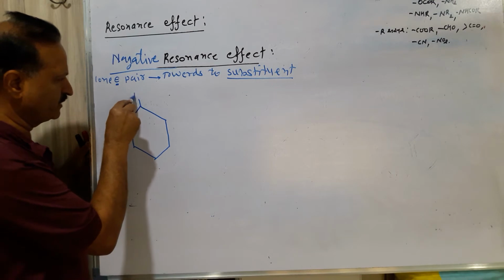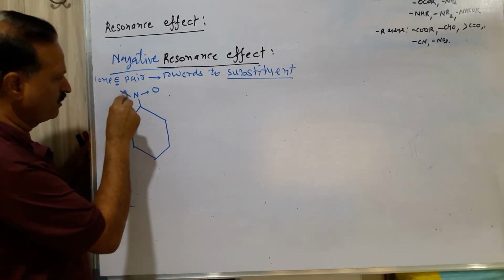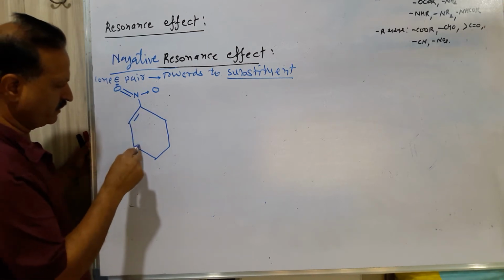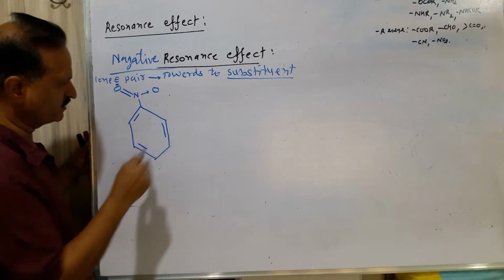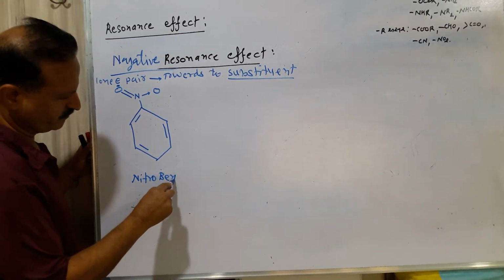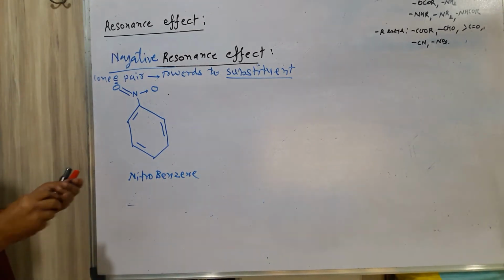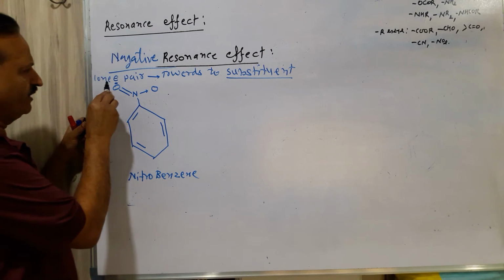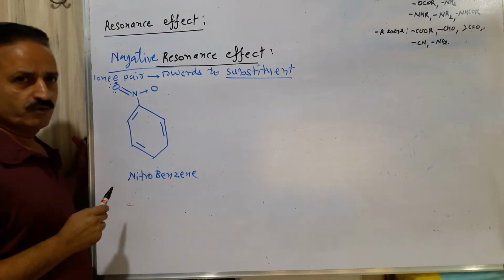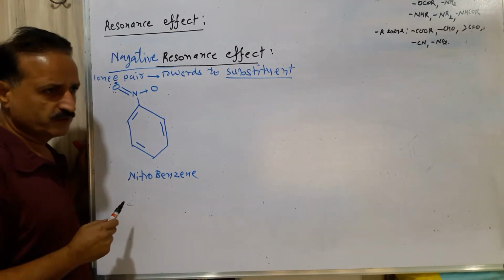This is nitrobenzene. N, O, double bond O, alternate double bond. This is nitrobenzene. What will happen? Oxygen having 4 electrons. This is covalent. This is the arrow bond.